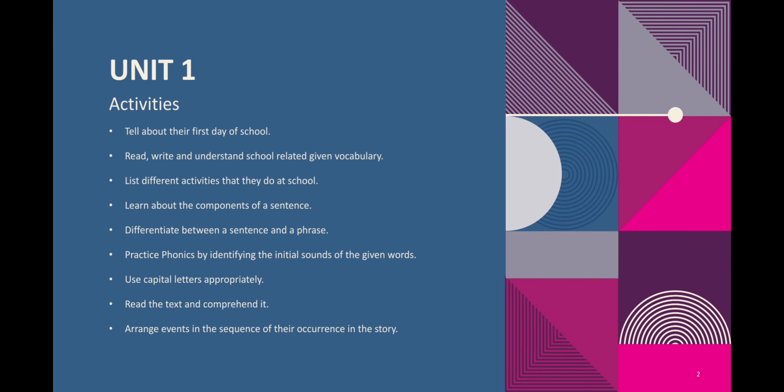So let's get started. When you open the teacher's guide, you will see that there are SLOs for every unit written on top. Here I am telling you about the activities that the students will do or should do in this unit. Number one, the students will tell about their first day of school. So this is an activity of spoken English. They will read, write, and understand school related given vocabulary. They will list different activities that they do at school.